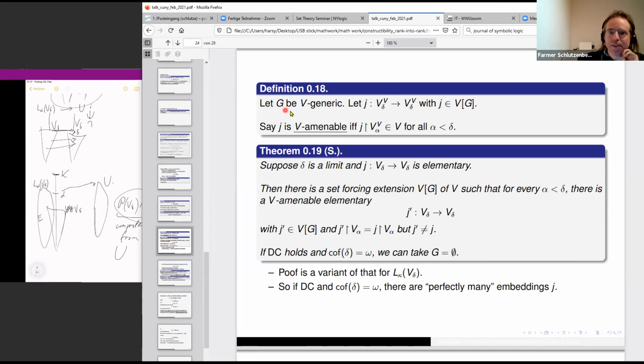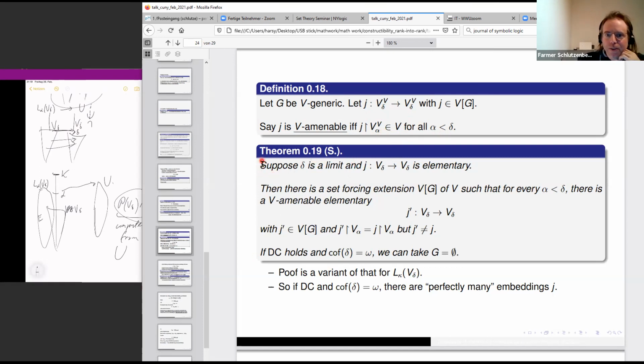So if G is V-generic and J is an elementary embedding of V delta of the ground model into itself, with J appearing in V[G], we'll say J is V-amenable as long as all of the restrictions, J restricted to each V alpha for alpha less than delta, are all in V in the first place. So this J is just a virtual embedding V delta into V delta, but all of the restrictions are in V.